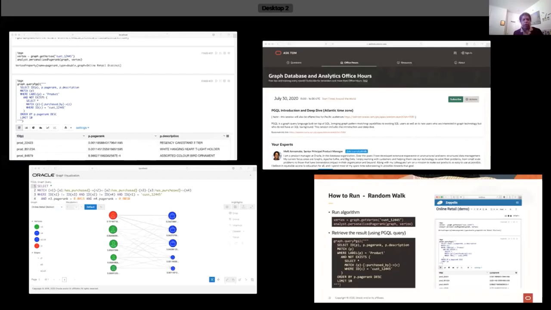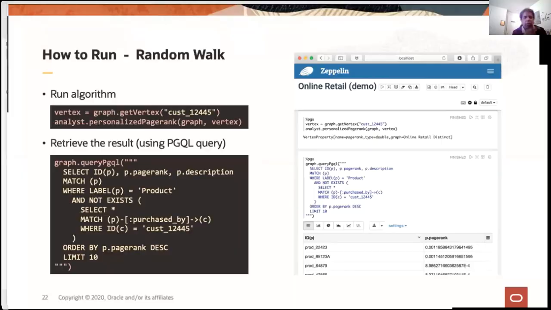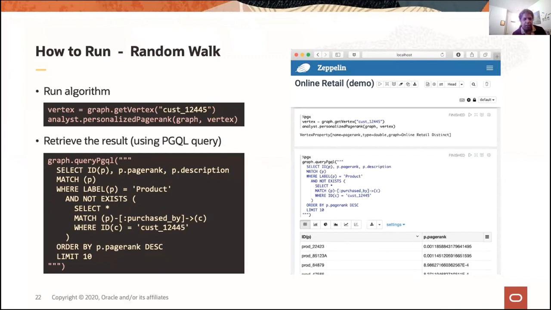Just a quick question here, Ryota. It looks like when you ran the personalized PageRank algorithm, which like we were discussing earlier, is the pre-built algorithm that you're able to call from a Java application, the PageRank values are stored as properties of the vertices in the graph. Yes, exactly. So then you're able to say p.pagerank, and you're actually accessing the property that is stored with the PageRank value. So when you run the algorithm, the PageRank value is computed and stored as a property.